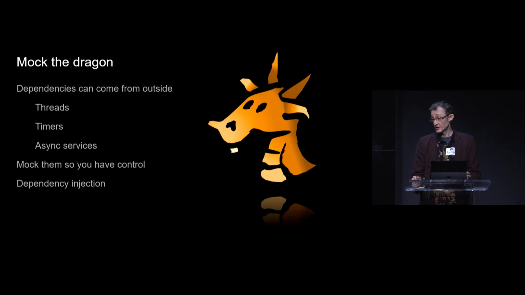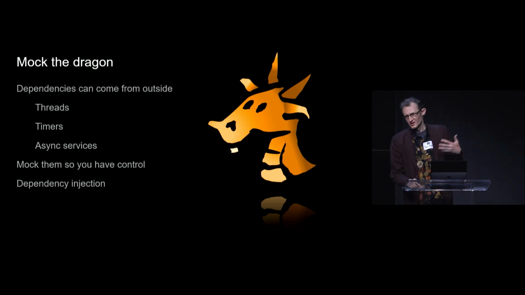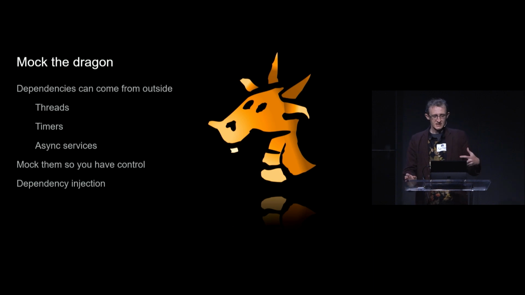Finally, we can mock the dragon. I won't talk about this too much. This gets into more TDD testing style code. You can look it up online. But this is basically saying that dependencies come from outside. This is the dragon, this multi-threaded beast that we want to pass into our classes and our functions, rather than having them as part of our classes.